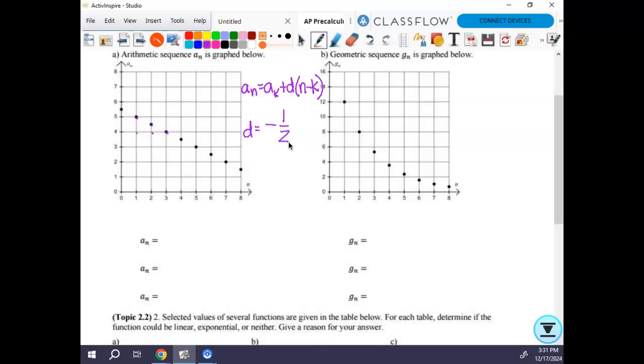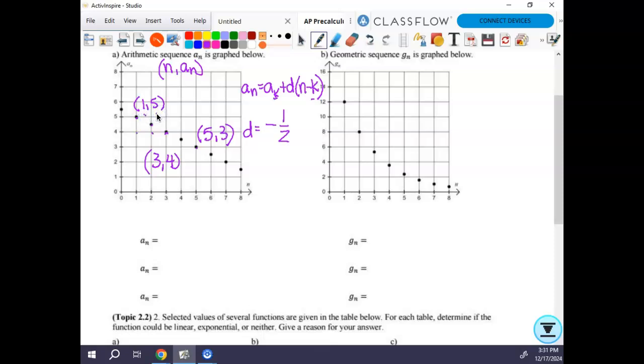So I can pick some ordered pairs. Got this one here, which would be 1, 5. And I can pick that one, which will be 3, 4. And I can pick that one, which is 5, 3. And really, it doesn't matter if you pick different ones. It's totally fine. But remember that these ordered pairs are n, comma, a sub n, or k, comma, a sub k. So when I go to write these over here, I'm going to use these as my k and a sub k.